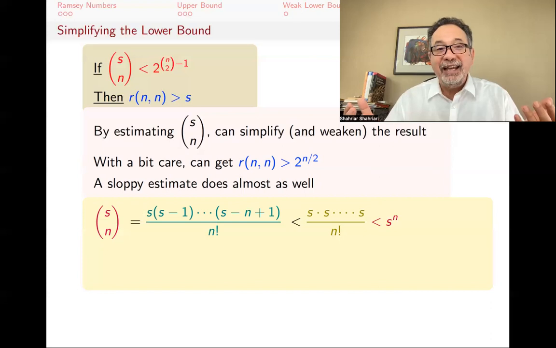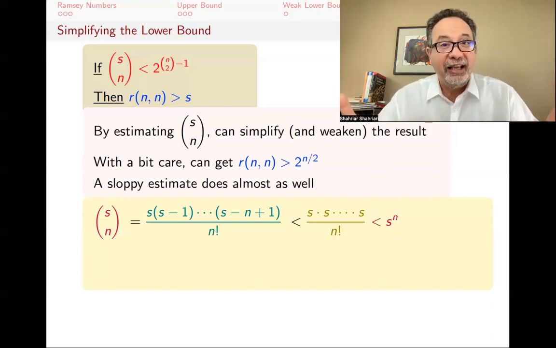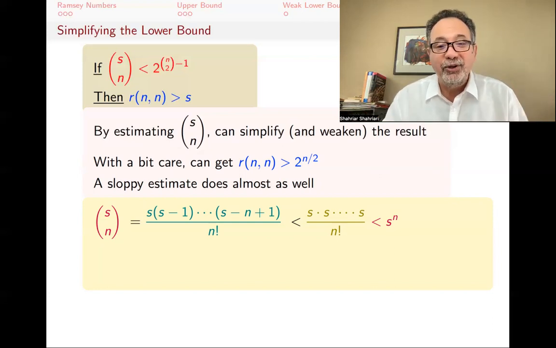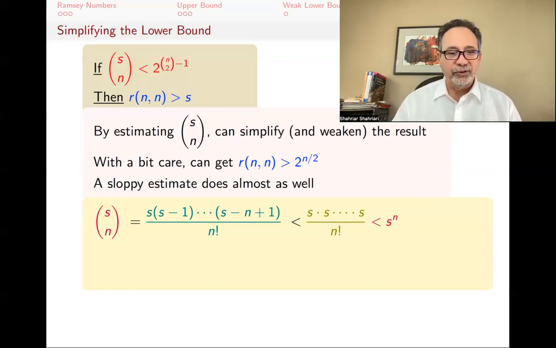If you have S to the n pizzas, are you better off just taking them all yourself or dividing up among n factorial people? Of course, you're better off if you just eat it. Take all the S to the n yourself. So S to the n is certainly greater than S to the n over n factorial. So I'm going to use the fact that S choose n is less than S to the n.